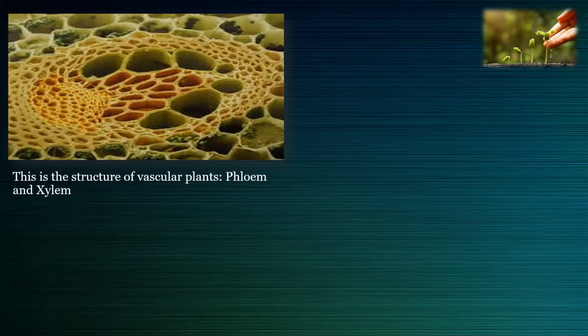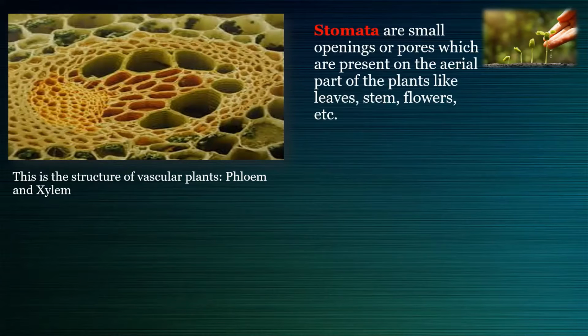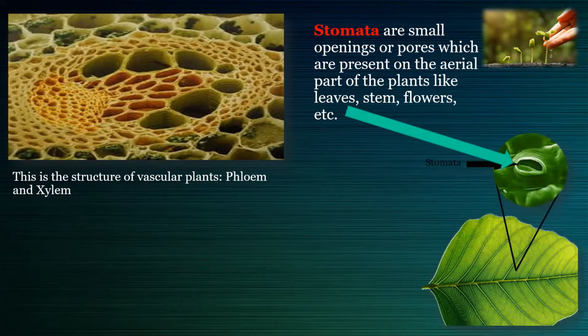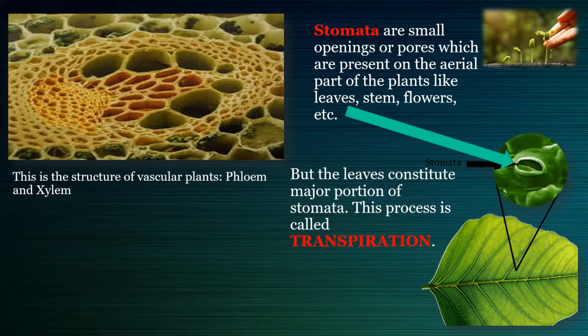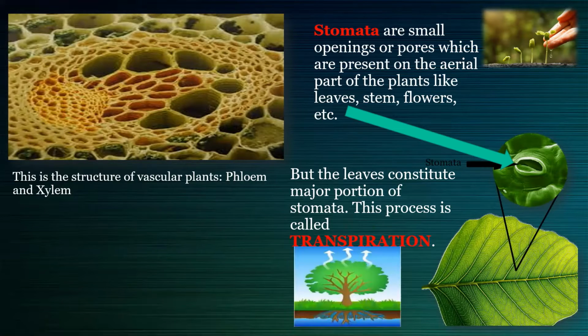During the daytime, water vapor from plants evaporates through stomata. Stomata are small openings or pores which are present on the aerial parts of the plants like leaves, stem, flowers, etc. This is how the stomata look under the microscope. But the leaves constitute the major portion of stomata. This process is called transpiration. All right.